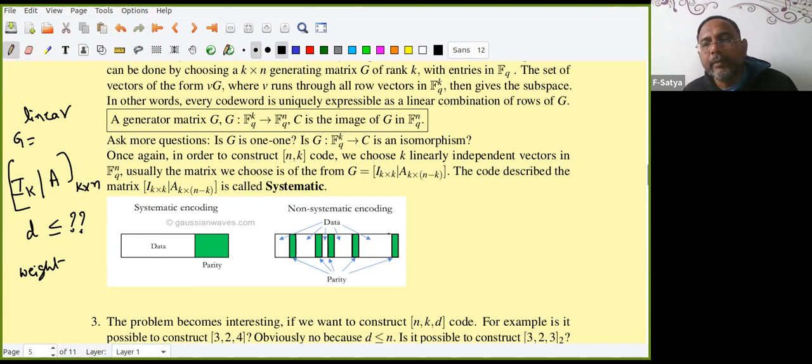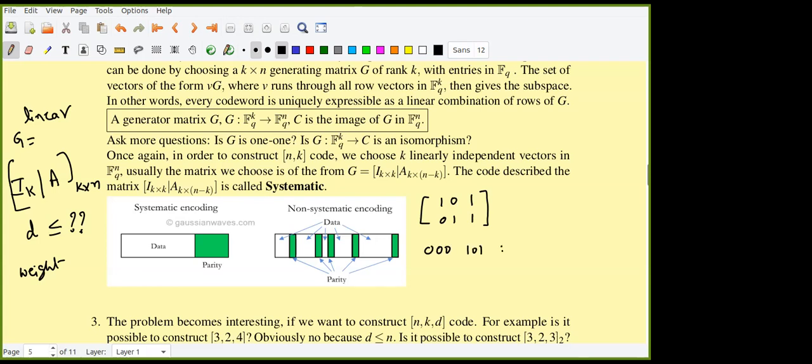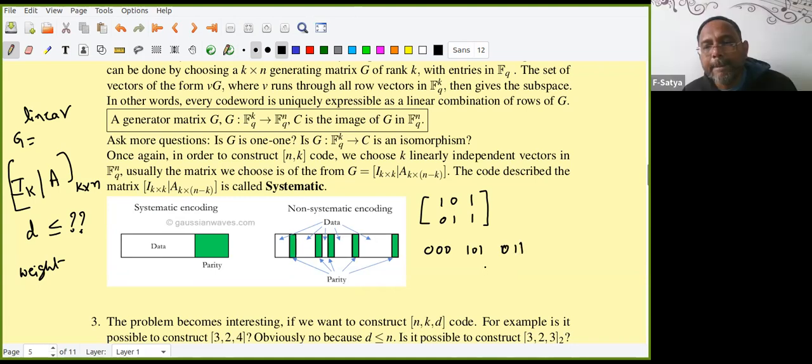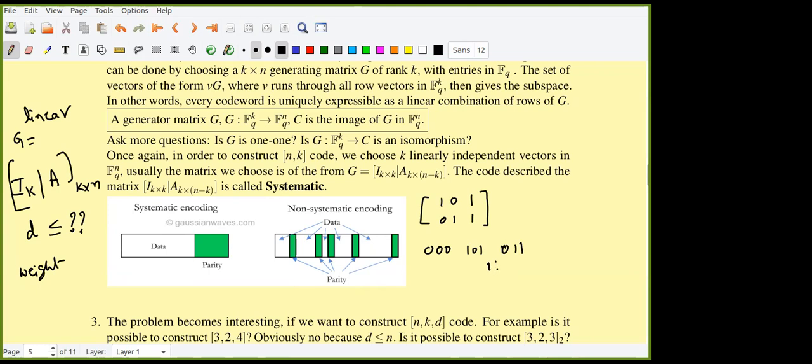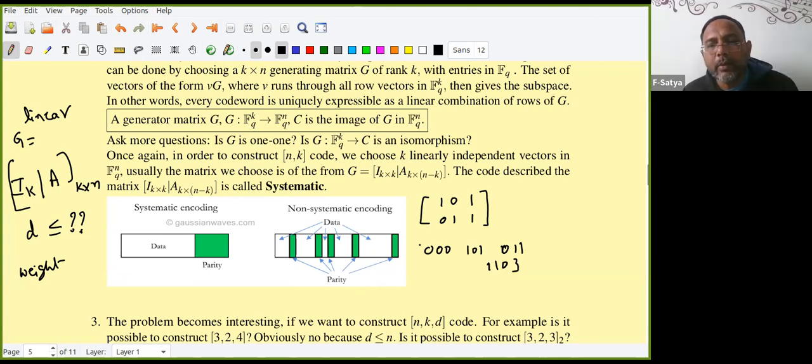Okay, let us give an example so that it will be clear to you, right? So I take 1 0 1, 0 1 1. What are the codewords now? 0 0 0, 1 0 1, 0 1 1. Yeah. What is the last one? 1 1 0. Correct. These are all the codewords, right?